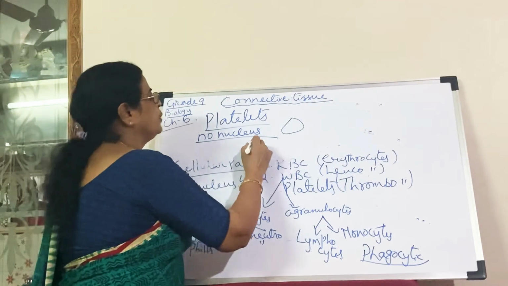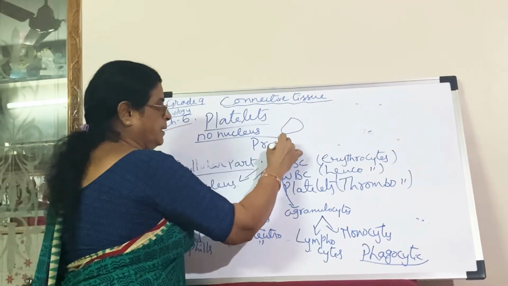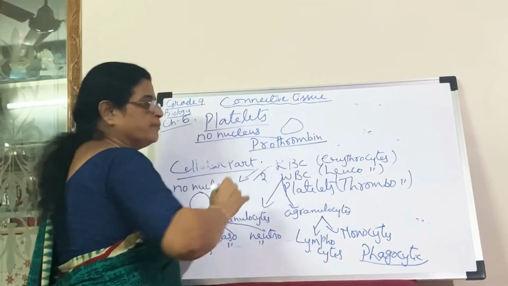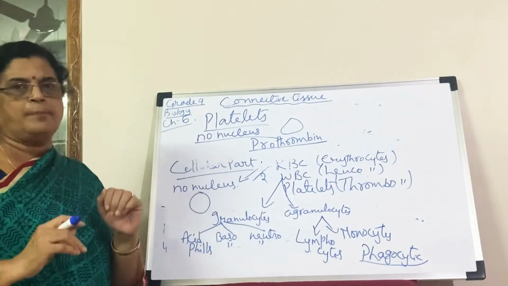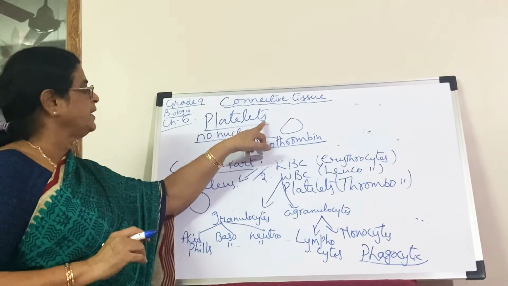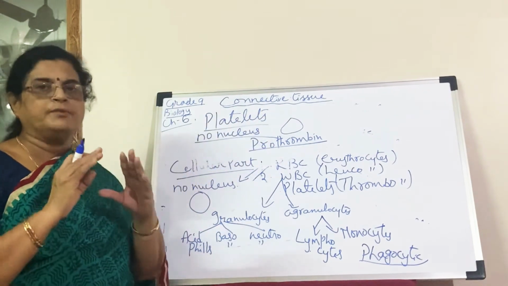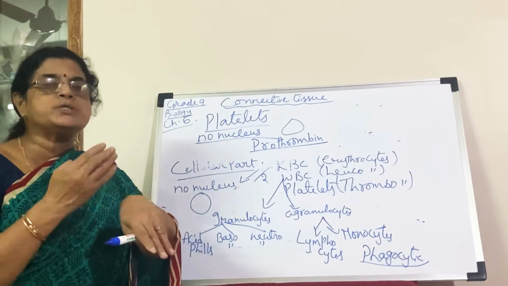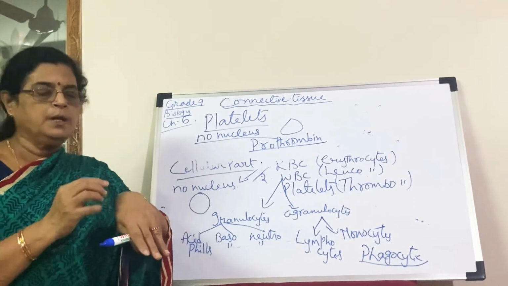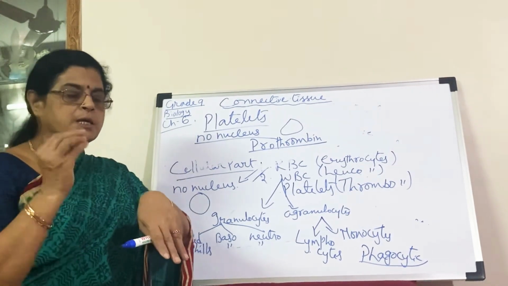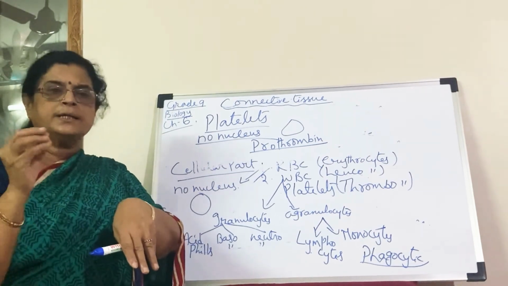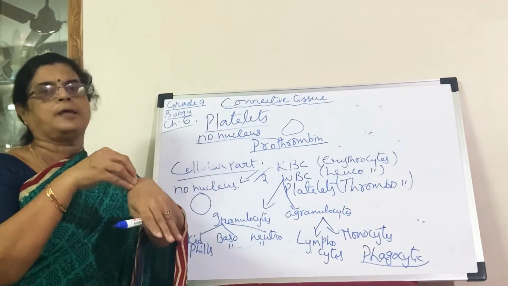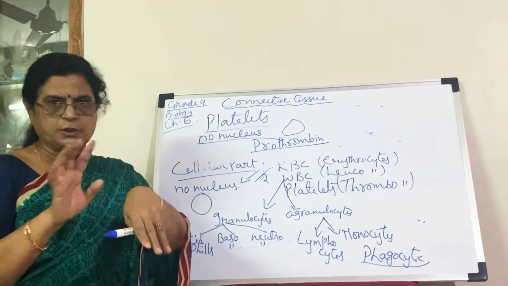How? They produce prothrombin, which helps for clotting of the blood. So platelets are very helpful for the clotting of the blood. So whenever there is any injury, the blood is oozing out from the blood vessels. The blood is coming out of the blood vessels. You see, after a few seconds, in some people very quickly, in some people it will take some time, the blood clots on its own if it is a small injury.